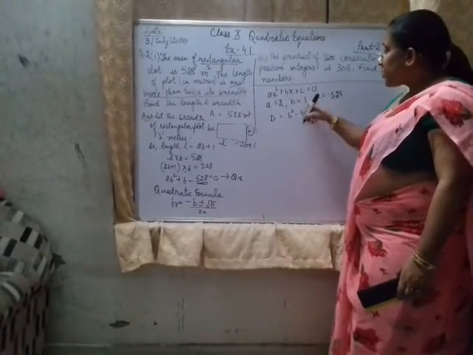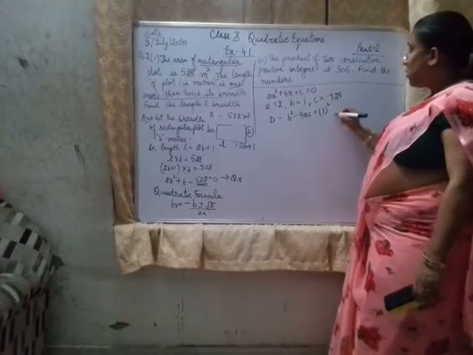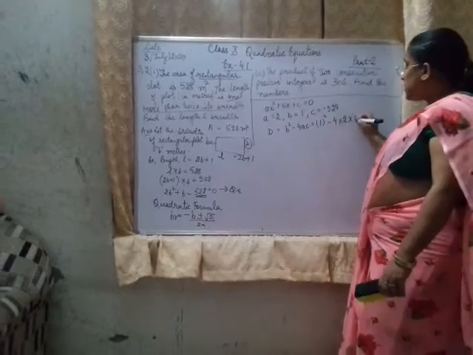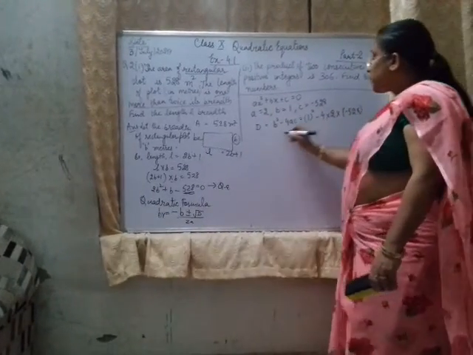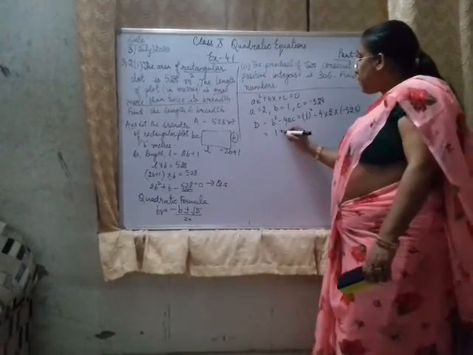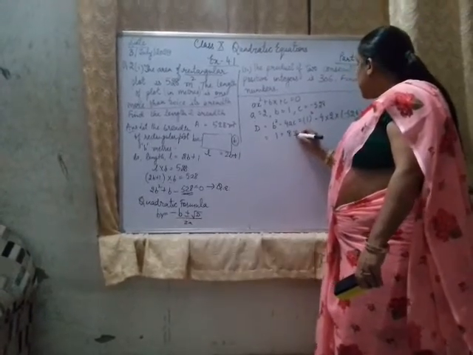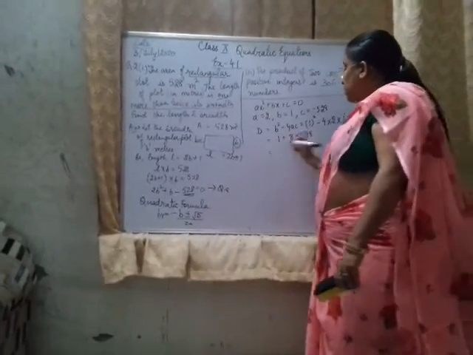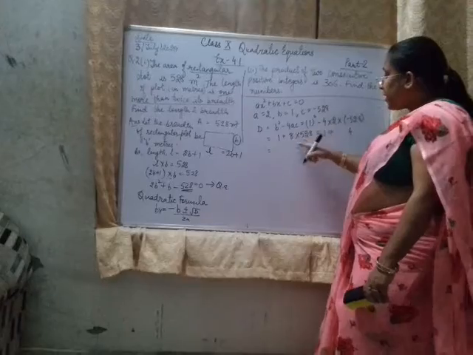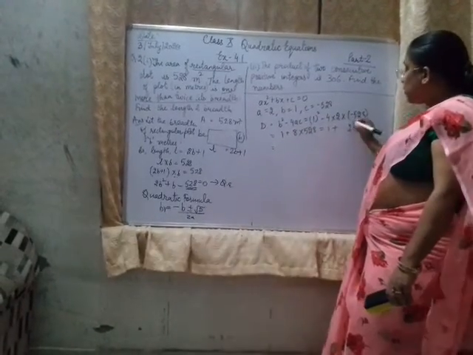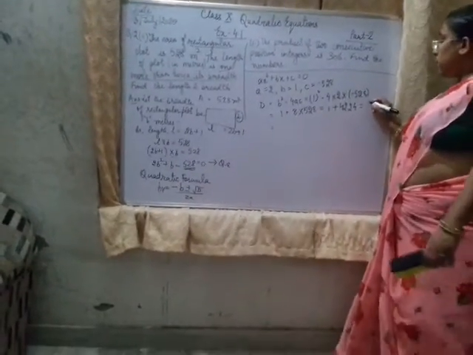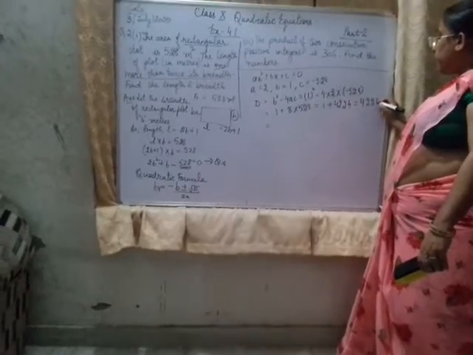So what is b square? b square is 1 square minus 4 into a, which is 2, and c, which is minus 528. So it will be how much? 1 minus, then minus and minus will become plus. So 4 twos are 8 into 528. Okay, so 1 plus 8 into 528. 8 eights are 64, 6 carry 6, 8 twos are 16 and 6 is 22, then 8 fives are 40 and 2 is 42. So it will be 4225.